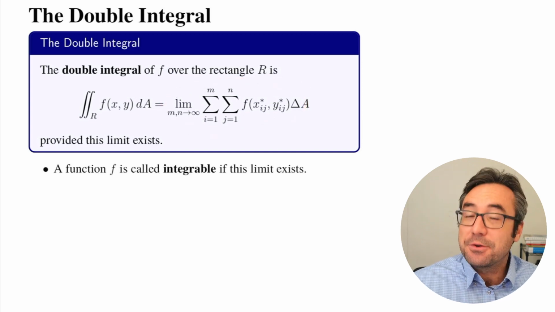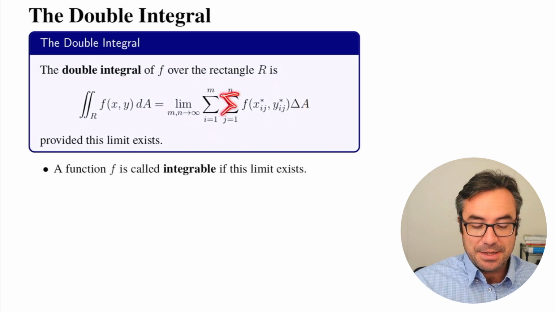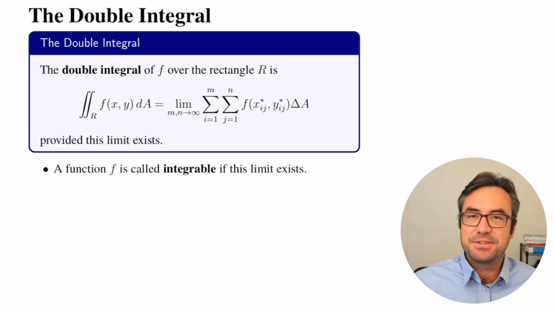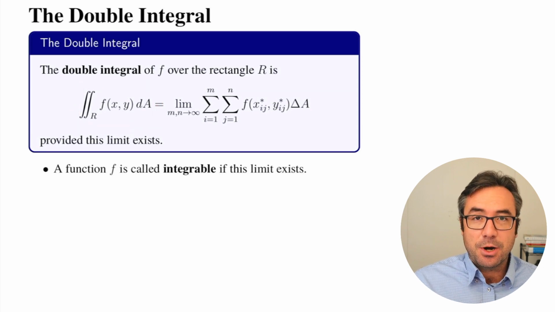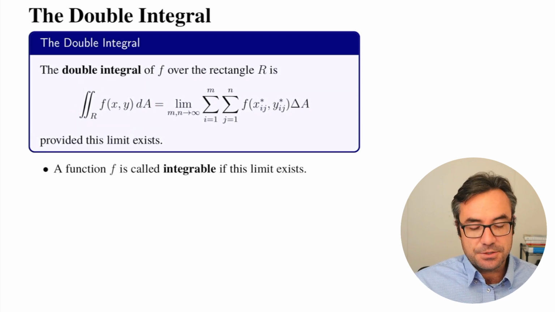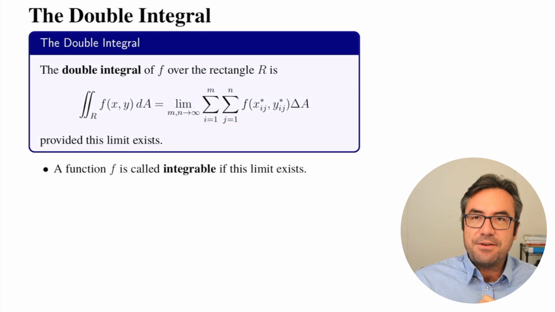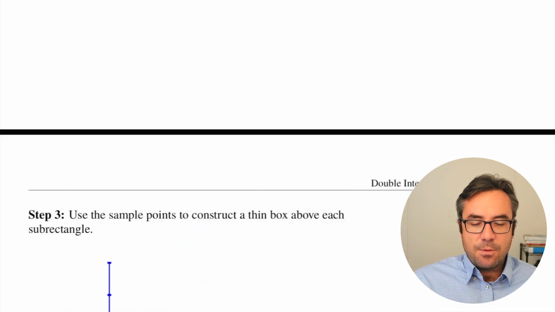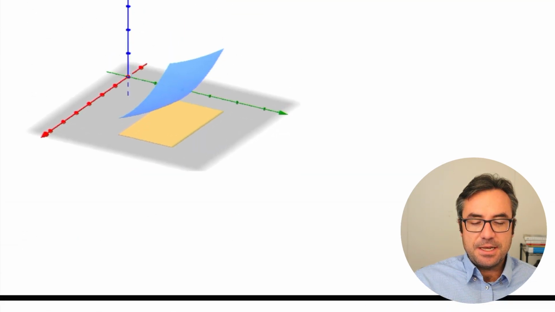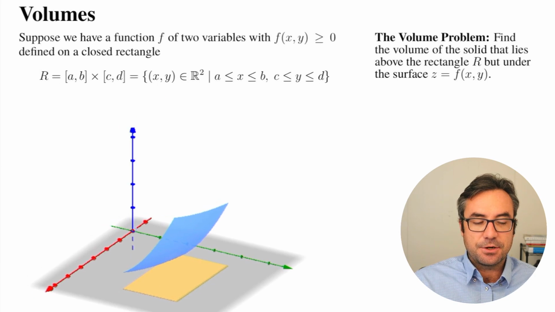most of the time we don't calculate it like this because doing Riemann sums and then doing a limit on top of that is extraordinarily difficult. We're actually going to calculate this double integral with what we just looked at, that partial integration, the iterated integrals. But what is this definition actually doing? So let's go all the way back to the beginning. And what this definition does is it attempts to answer the volume problem.